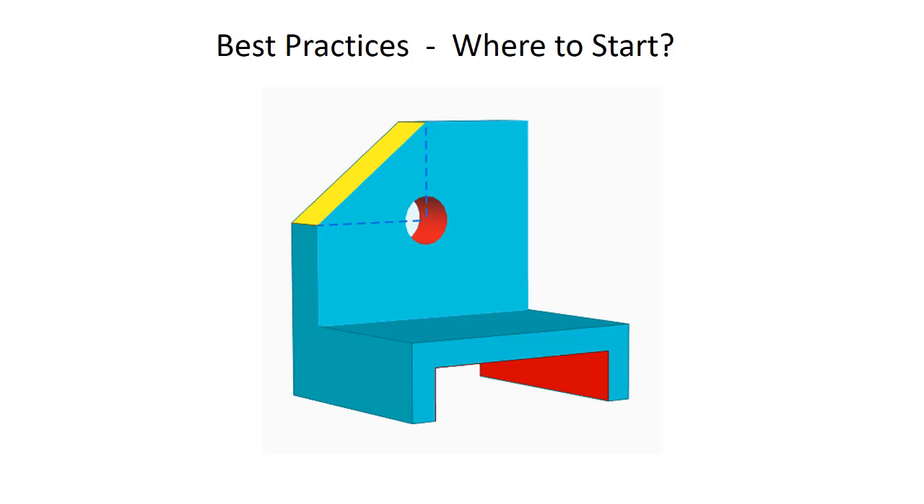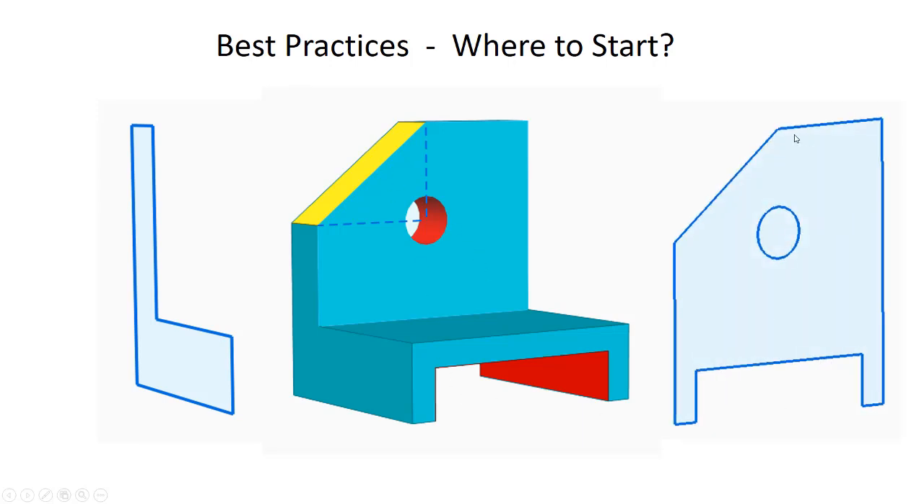Best practices, where to start. So if we wanted to create this model, we have two realistic solutions. We would start with this cross section and push this across and then do these three features. Or we could start with this cross section and push it back and then cut this piece out from here. Now in this case, it doesn't really matter. It's not going to make a lot of difference whichever approach you take, but I would lean towards taking this approach from the left-hand side.